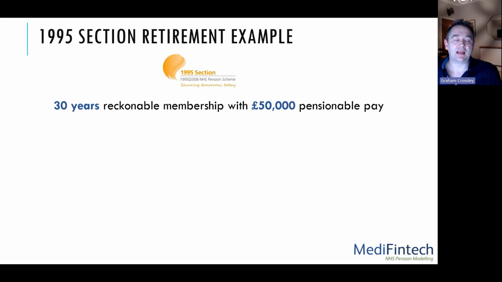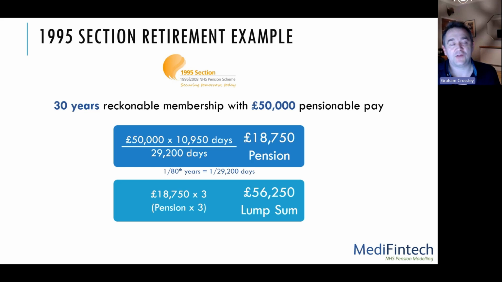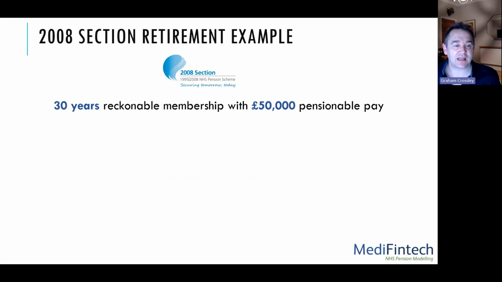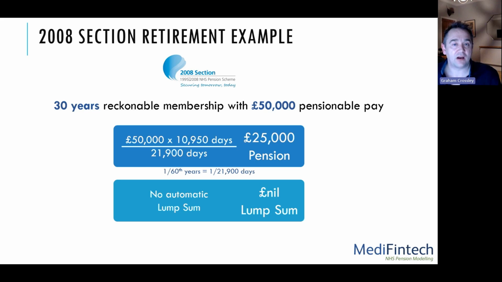So 1995 section, let's say you had 30 years membership with a 50,000 pensionable pay. Well, that gives you a pension of 18,750 and a lump sum of £56,250. Compare and contrast that to the 2008 section. Well, same pay, same service. The pension is higher at 25,000, but remember you need to get to 65 if you want this without any actuarial reduction, and there's no automatic lump sum.